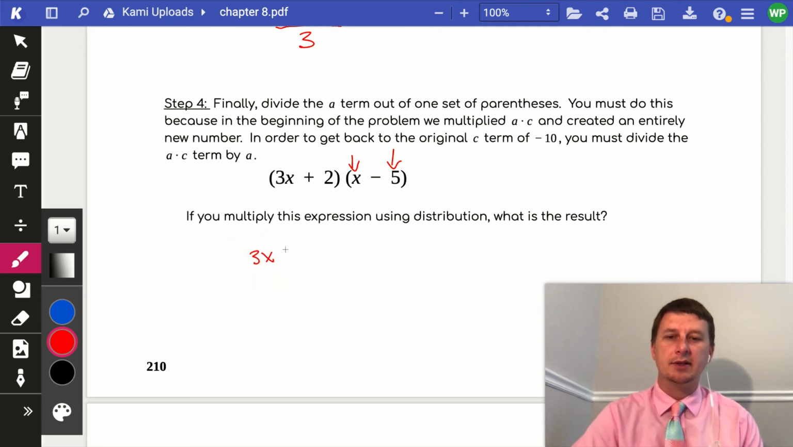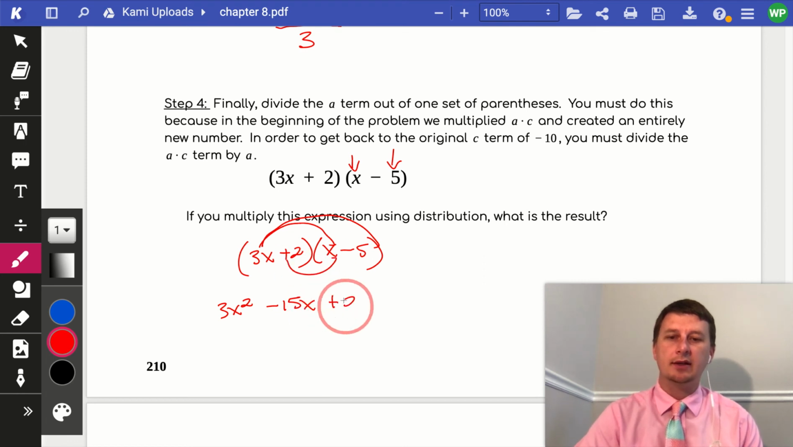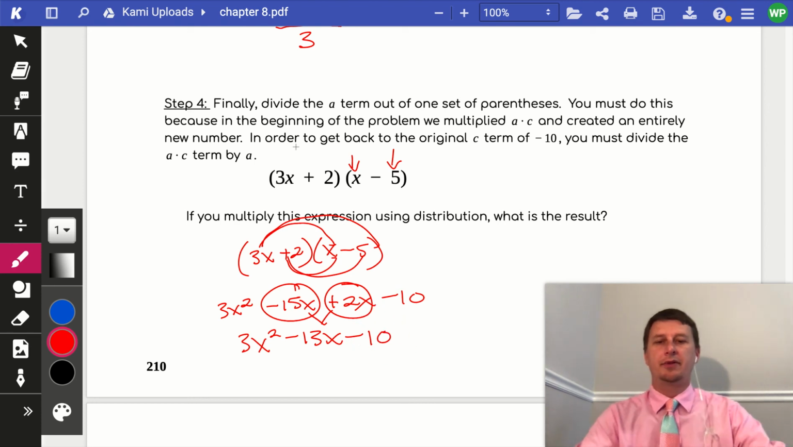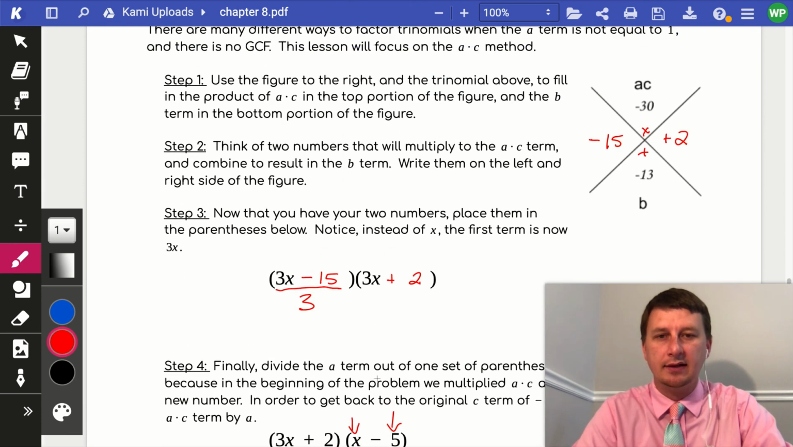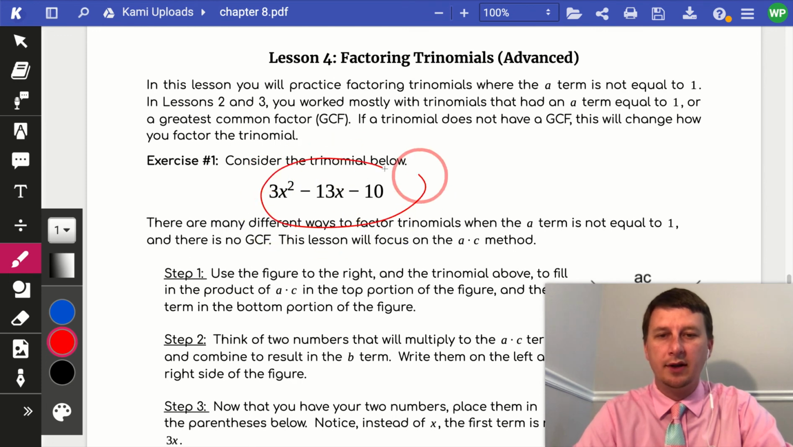We have 3x plus 2 times x minus 5. And we're going to multiply 3x times x and get 3x squared. 3x times negative 5, that's negative 15x. 2 times x is 2x. And 2 times negative 5 is negative 10. So we are going to be left with 3x squared minus 13x when we combine our like terms, and negative 10. So 3x squared minus 13x minus 10 is exactly what we started with up here.